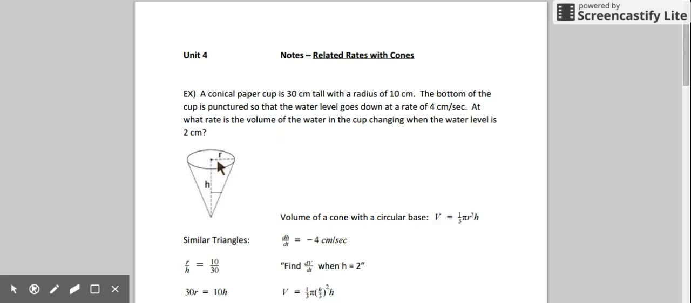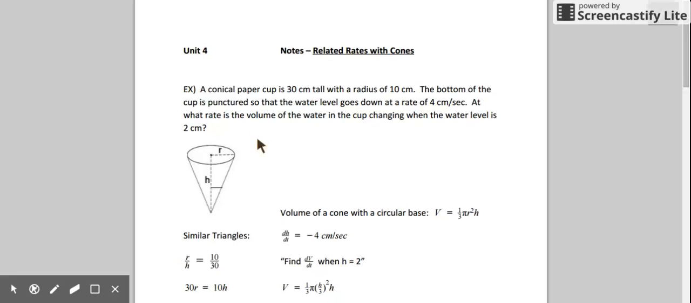So we have our dimensions here. Hopefully you can also recognize that we're going to be dealing with a right triangle somehow. The bottom of the cup is punctured so that the water level is going down at a rate of 4 centimeters per second. So what does that represent? It represents the height of the water. So this would be the rate at which the height is changing. And we want to find at what rate is the volume of the water in the cup changing when the water level is 2 centimeters.